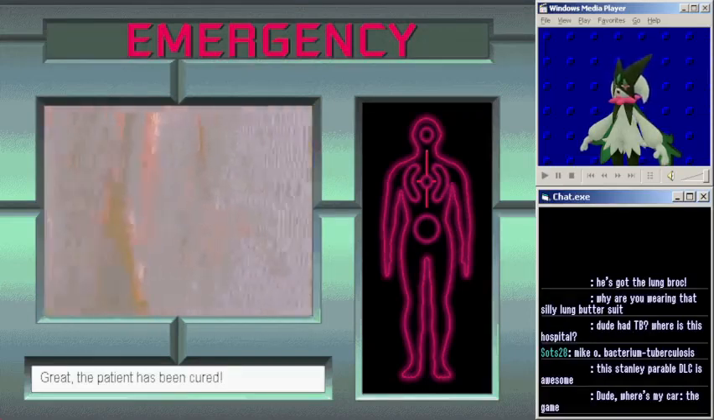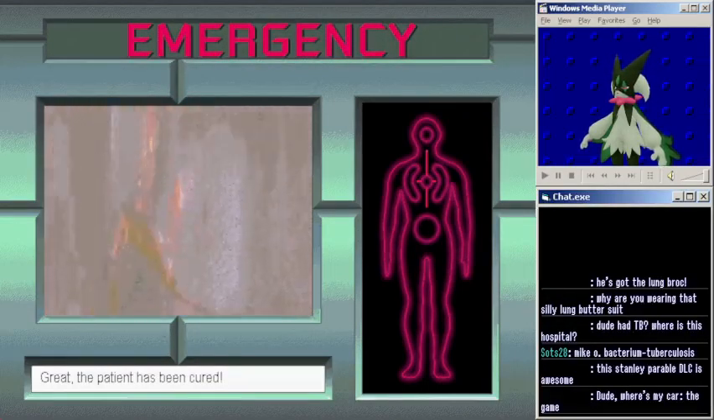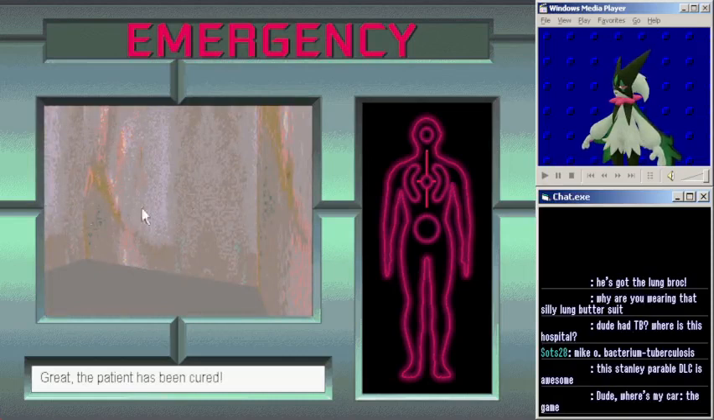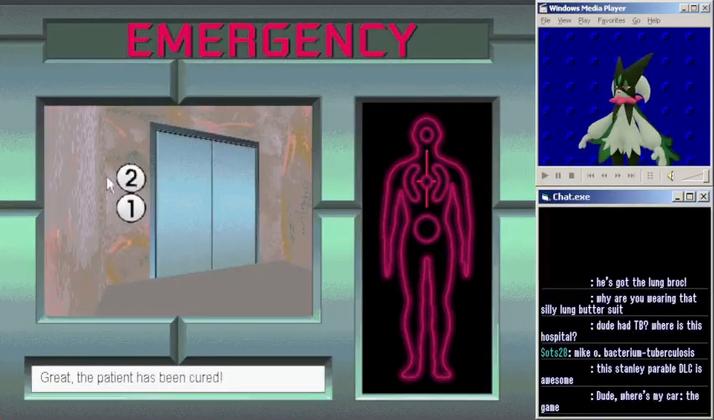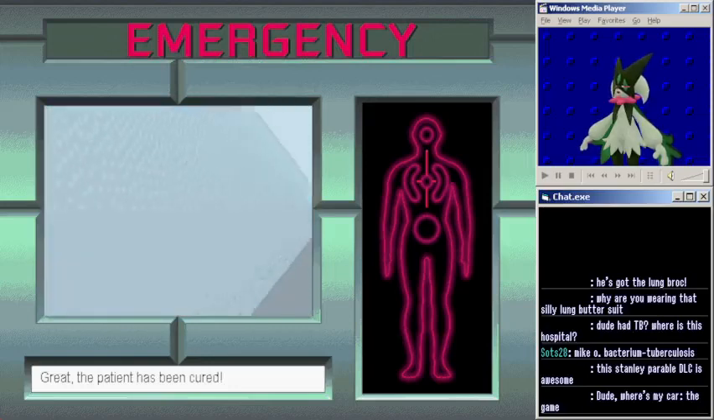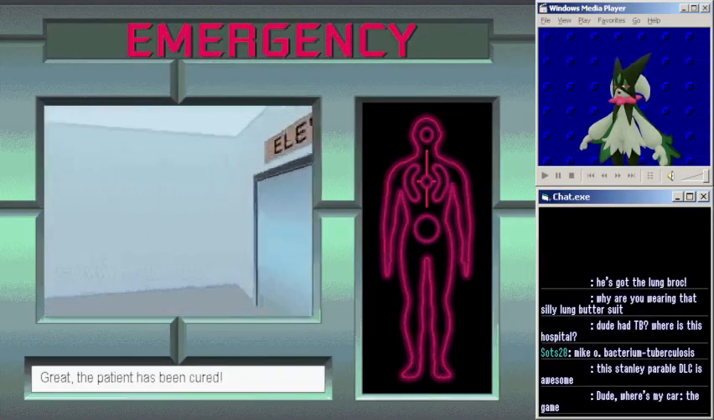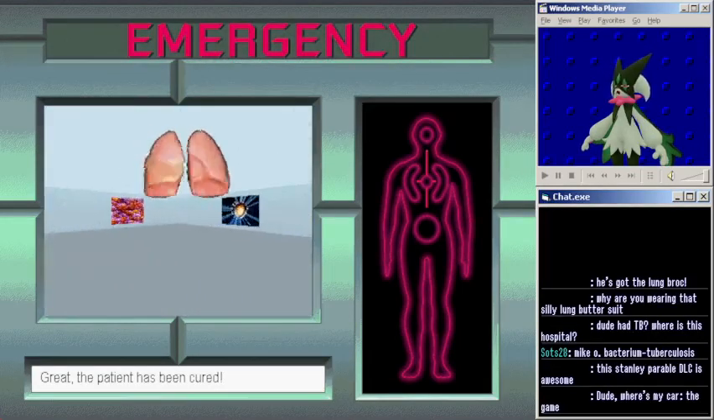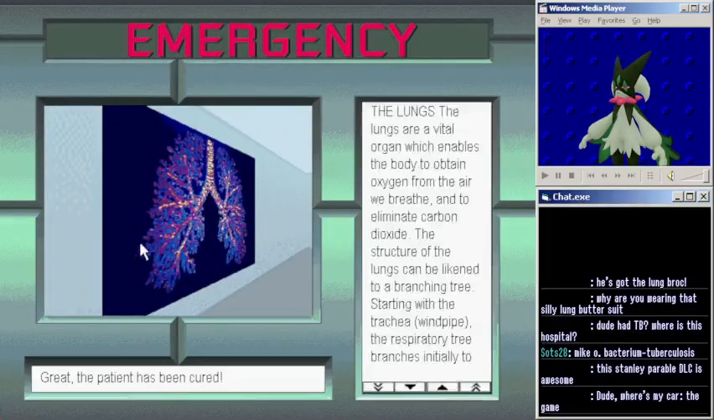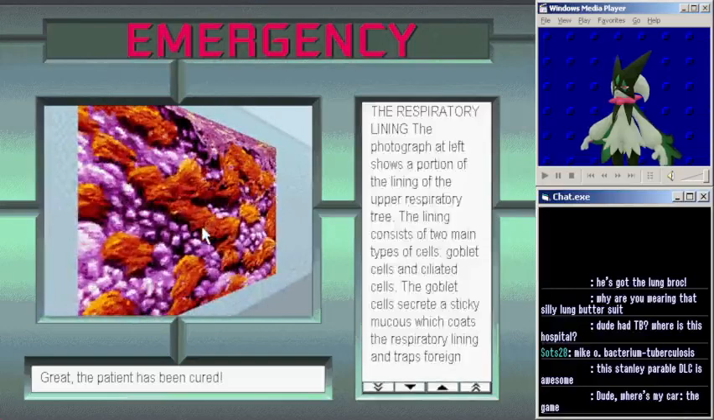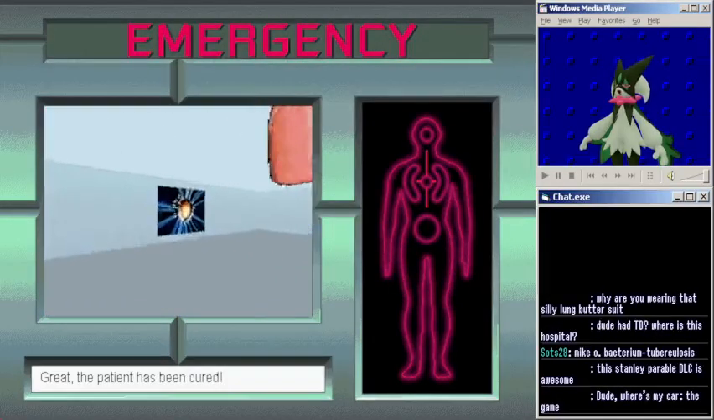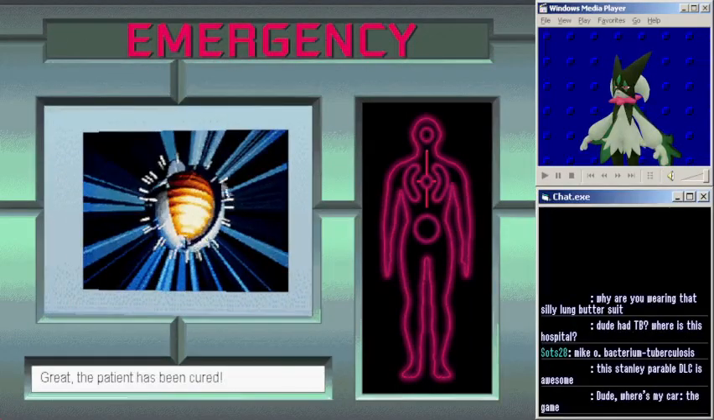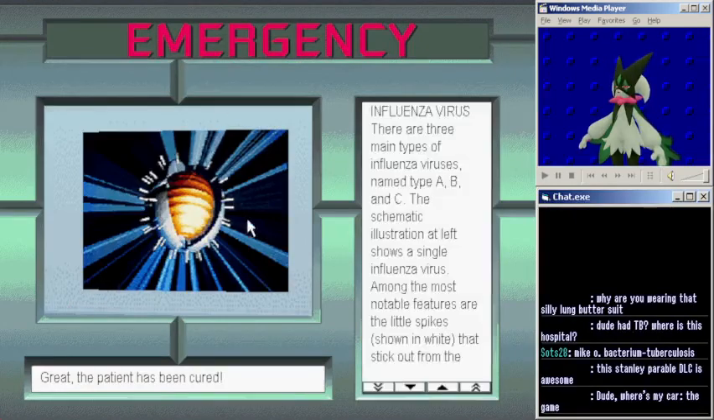So the emergency takes us directly into an elevator. I don't think elevators work that way. Oh, okay. And now we're in an upstairs hallway. Elevator exit. Okay, now we have the lung room. The lungs. The respiratory lining. Influenza virus. Oh, is this flu? It's got like a chunk missing out of it.